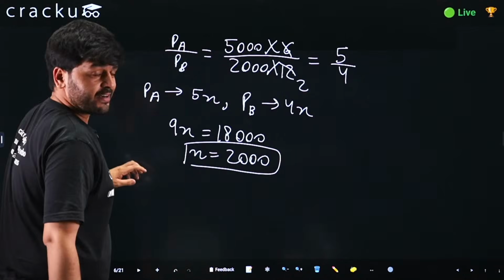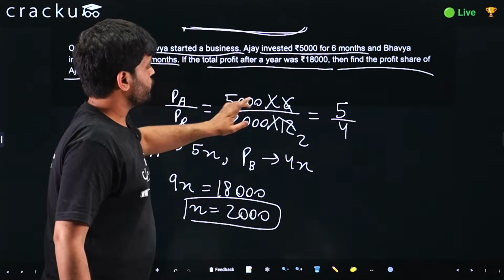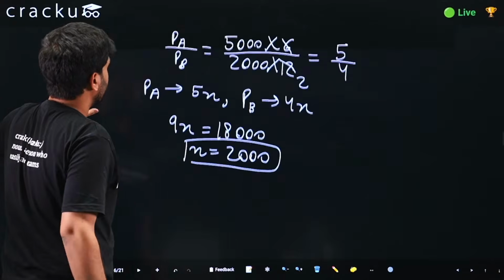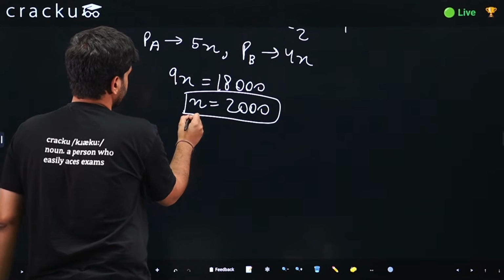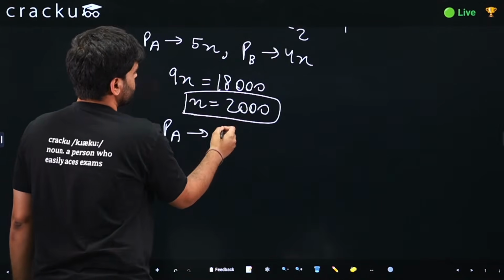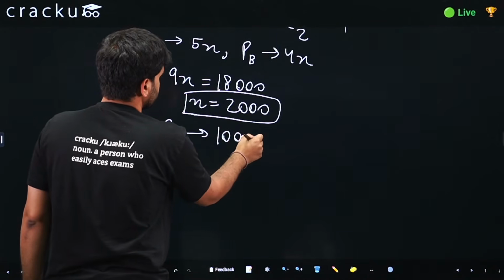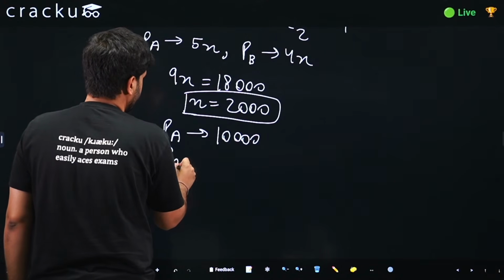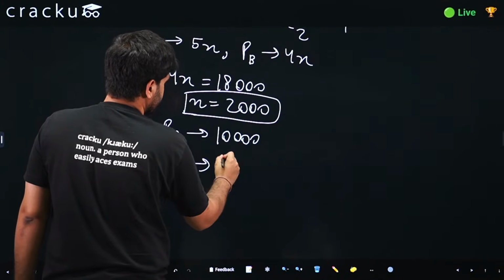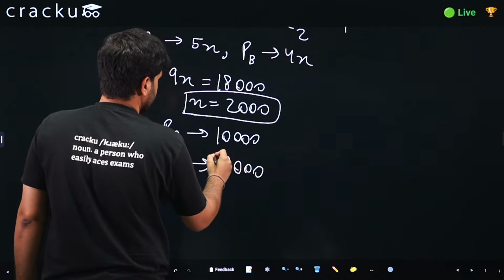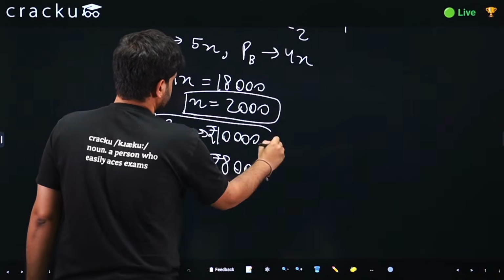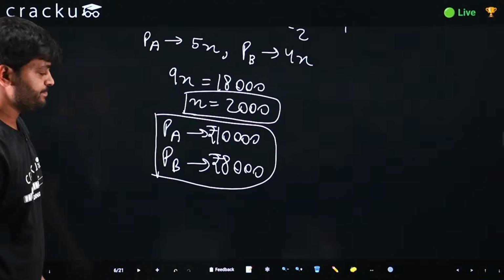But what are we required to find? We are required to find the profit share of Ajay and Bhavya. So profit share of Ajay, P of A, would be 5x, which is 5 into 2000, 10,000. Profit of B, Bhavya, would be 4x, which is 4 into 2000, 8,000. These are in rupees. These are the profit shares of both Ajay and Bhavya.